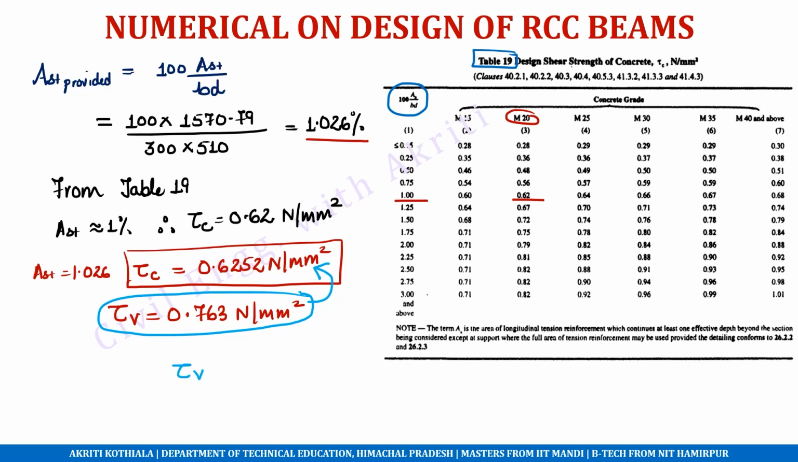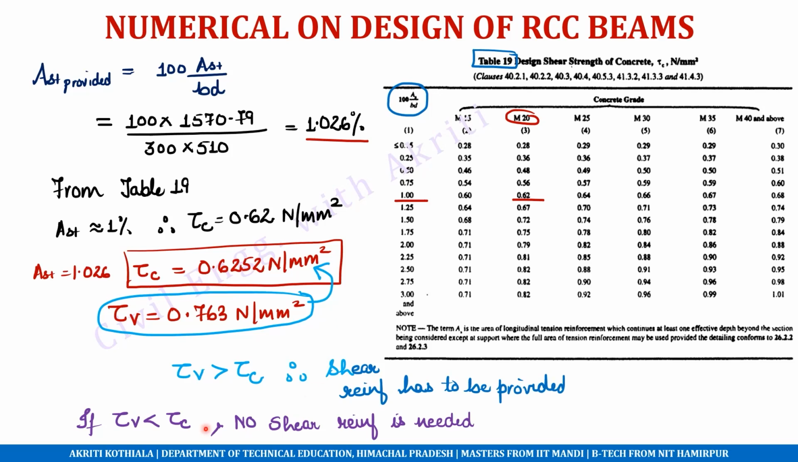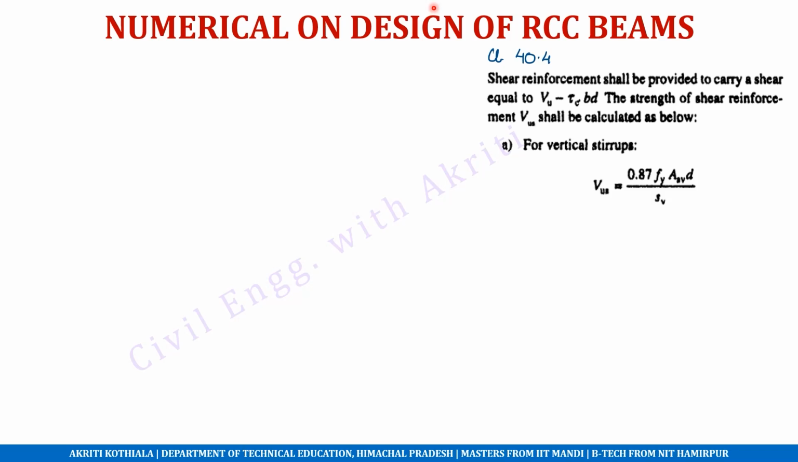So now, because this value of tau V is greater than tau C, we have to provide shear reinforcement. Had this value of tau V been less than tau C, say it was 0.5, there would be no need to provide shear reinforcement because concrete would have provided the resistance for shear. However, in that case also we provide a minimum shear reinforcement which is necessary. So now we will be designing the shear reinforcement required in the next step.